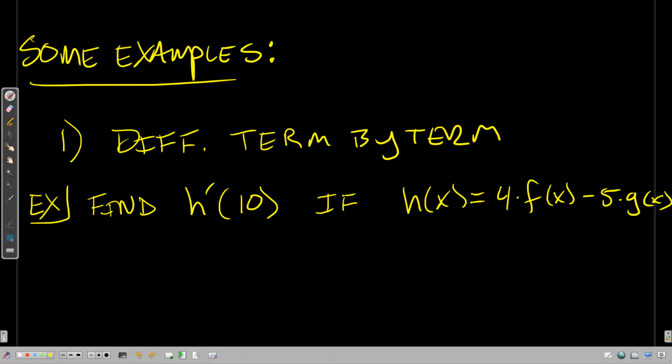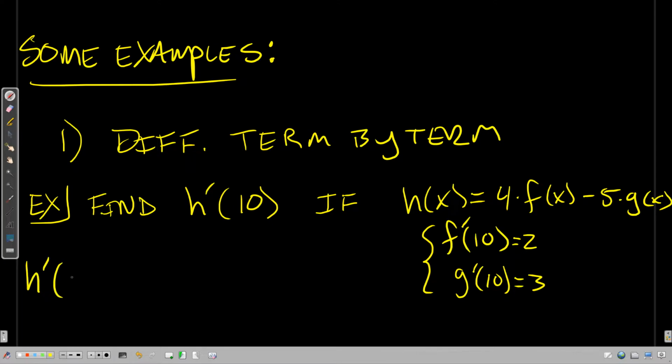Okay, they give you the definition of h, but then they also come over here and say, well, f prime at 10 was 2 and g prime at 10 is 3. Then this is just like a homework style question. And when you want to find h prime, you have to differentiate term by term. So we take the derivative of this, and we take the derivative of this, and then whatever that is right there would also go between our two derivatives.